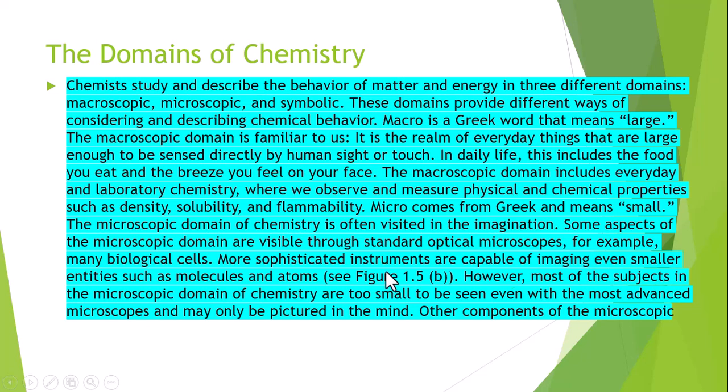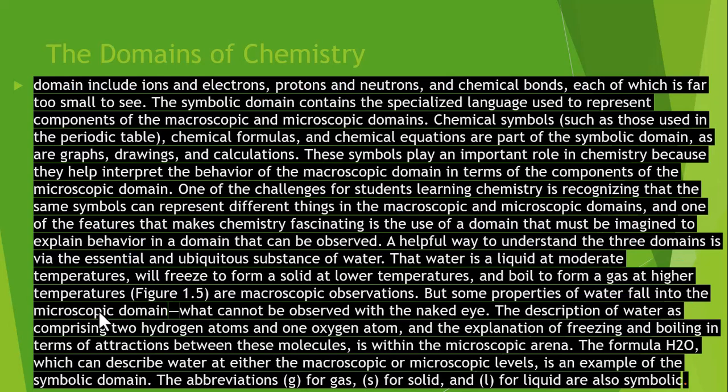However, most of the subjects in the microscopic domain of chemistry are too small to be seen even with the most advanced microscopes. So they are saying most of the subjects in the microscopic, the very small domain of chemistry, are too small to be seen even with the most advanced microscopes and may only be pictured in the mind. Other components of the microscopic domain include the ions and the electrons.